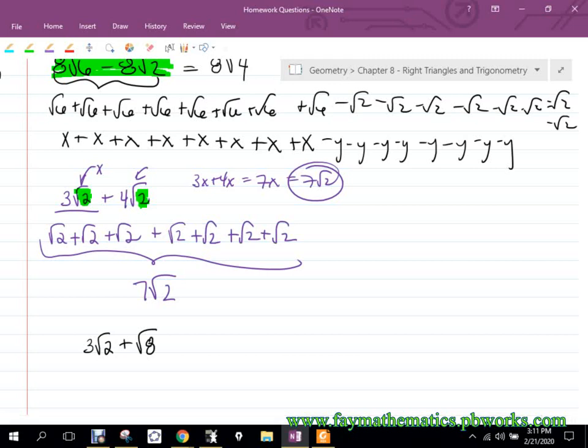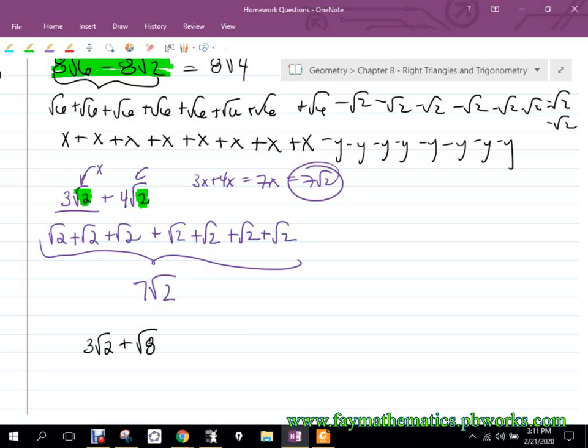Are the radicals there the same? No. So some people might initially say, can't add them. 3 radical 2 plus radical 8. That's the simplified version right there, because he just said that the radicands had to be the same, right? However, they have to be the same in simplified version.